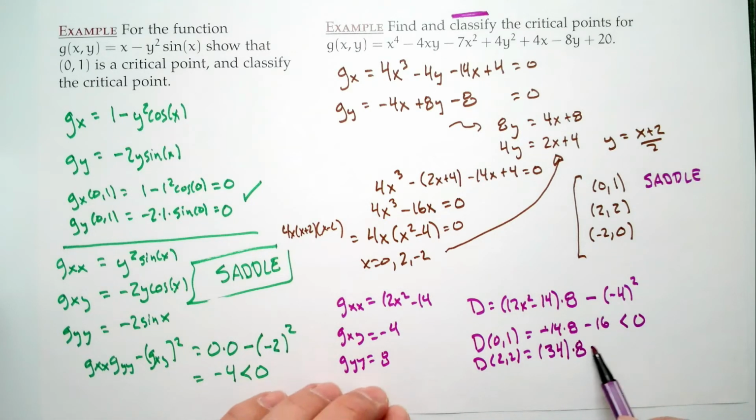Then we're going to subtract 16. Now, you might say, oh, we better compute this number. But really, you just look at it and say, 34 times 8, I bet you it's bigger than 16. It's true. So this is positive. Okay, so what do we know at this point?